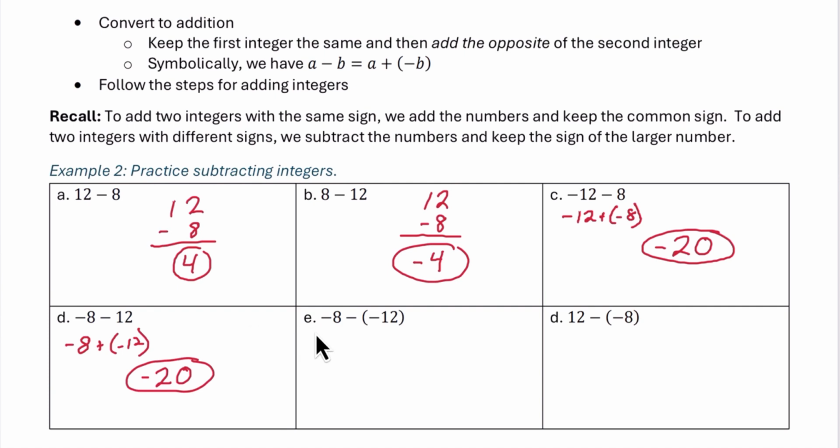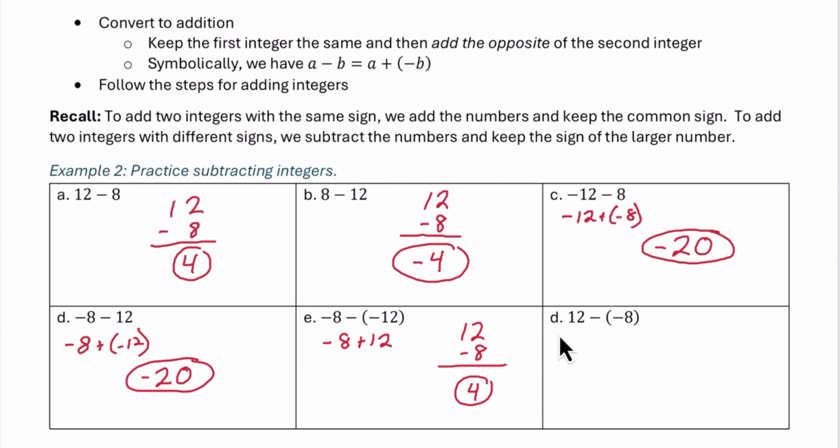In this example, we have negative 8 minus negative 12. Whenever we have a double negative like that, we can make that a positive. Negative 8 plus 12. Now we're adding two numbers with different signs. We'll do 12 minus 8, which is 4, and then we keep the sign of the larger number. So this one stays positive.